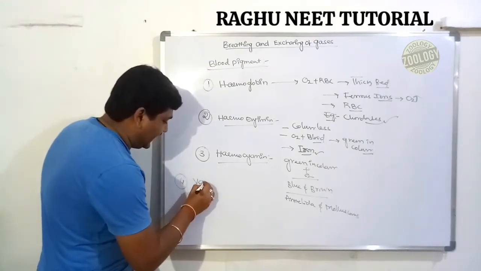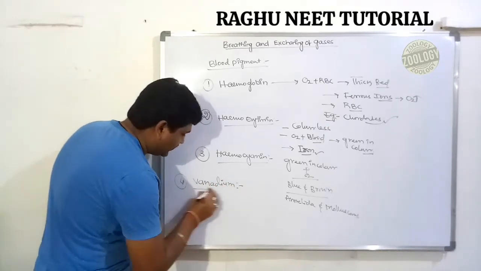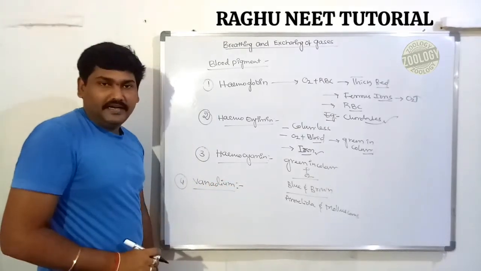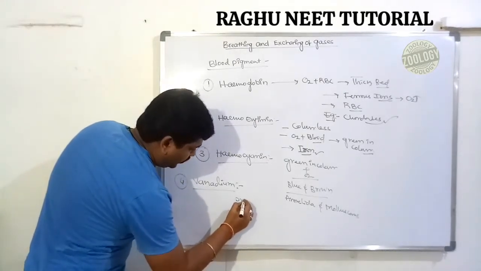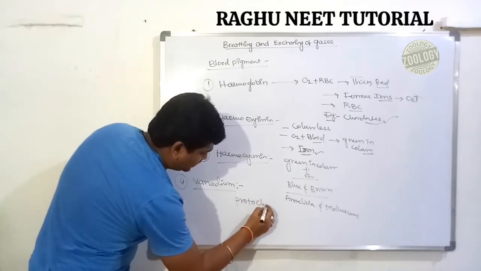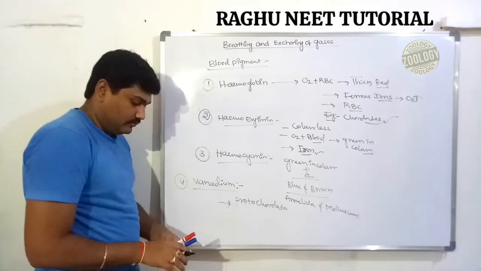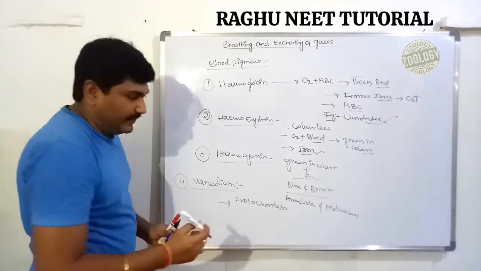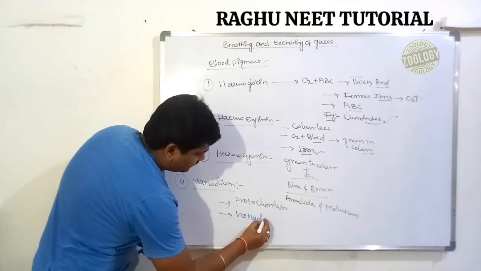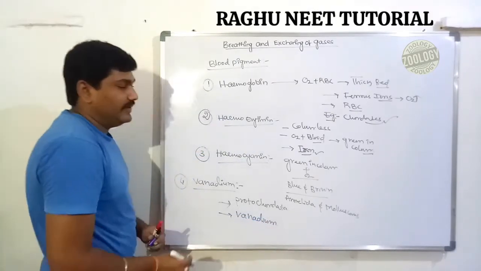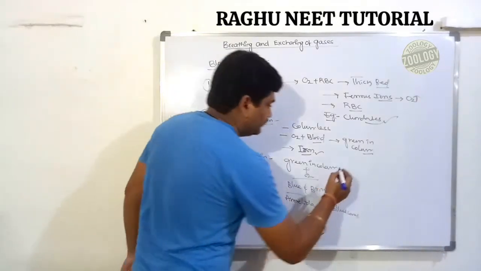Next one is vanadium. Vanadium is also one of the blood pigments. It is majorly present in protochordates. What is the metal pigment? The metal pigment is vanadium.